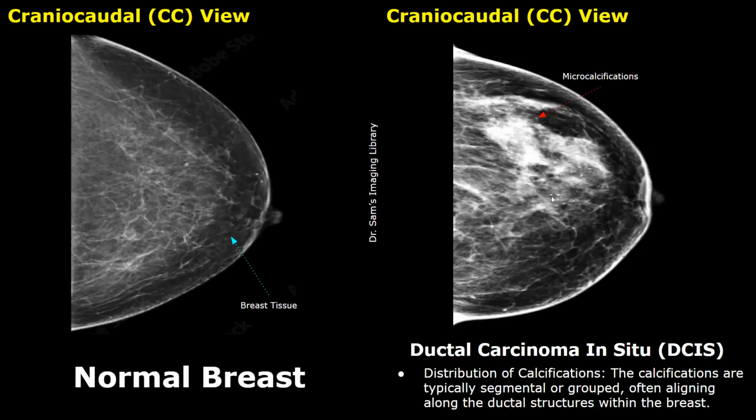The malignant calcifications are often grouped together and they will align with the duct, and you will see a branching linear pattern, or they are just clustered together. These type of ductal microcalcifications are malignant.